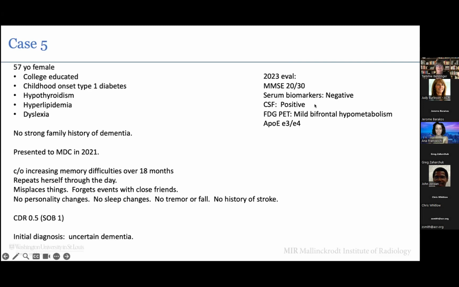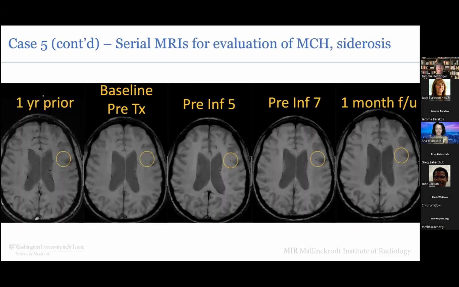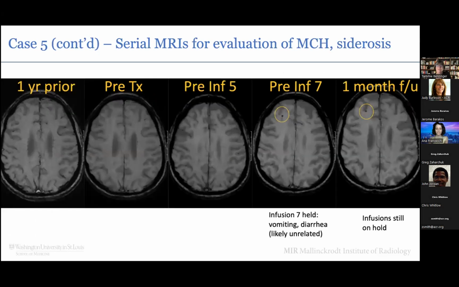She had her testing and had a lumbar puncture that was positive. This is just showing you the progressive brain atrophy you could start to see even on a head CT. And then this is showing you a baseline microhemorrhage that she has across all the visits. But then she develops a new microhemorrhage in the right frontal lobe, pre-infusion 7, that stays there.